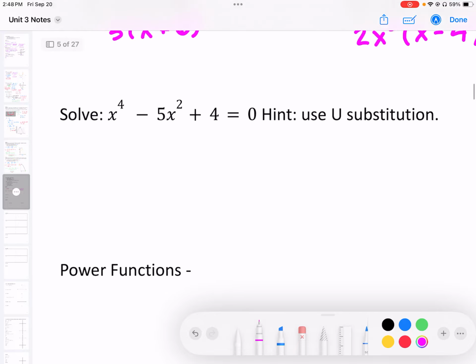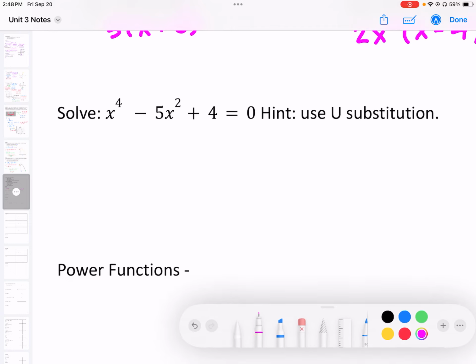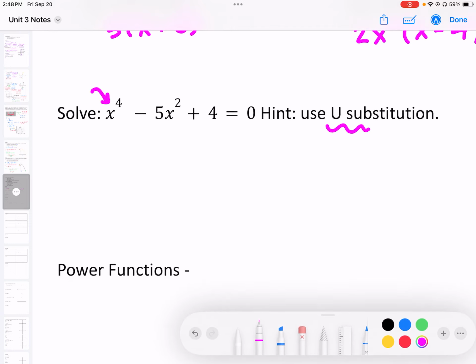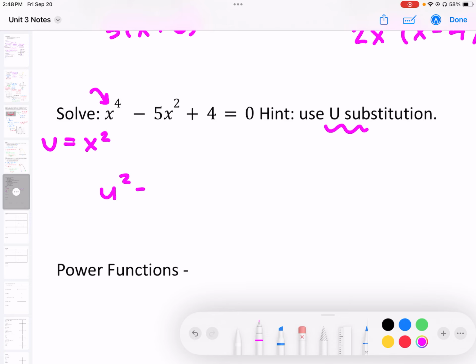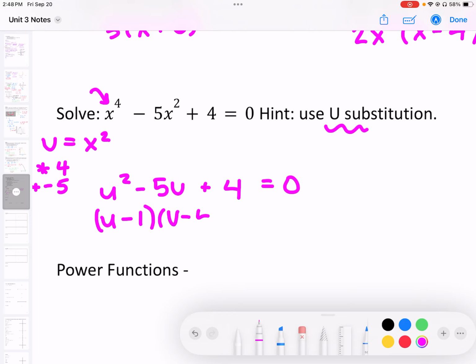For this next one, we're interested in solving. So we're going to use u substitution because we have a power of 4. I'm going to say that u is equal to x squared. So that way I have u squared minus 5u plus 4 equals 0. So I want to multiply to 4 and add up to negative 5. So I'm going to say u minus 1 and u minus 5 is equal to 0.